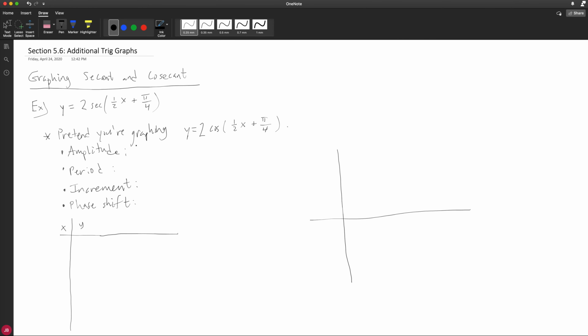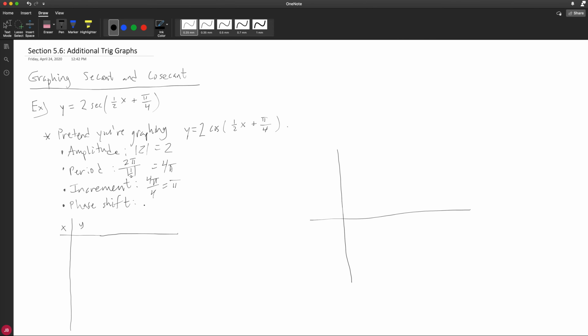The amplitude is the absolute value of 2, which is 2. The period of this graph would be 2 pi divided by the absolute value of the number in front of x, so divided by the absolute value of 1/2. 1/2 is already positive, so the absolute value doesn't really do anything. But we're dividing by this fraction, so it's 2 pi divided by the fraction 1/2, which is 4 pi. Flip and multiply, right? The increment is you take that and just divide it by 4. So just pi is our increment.